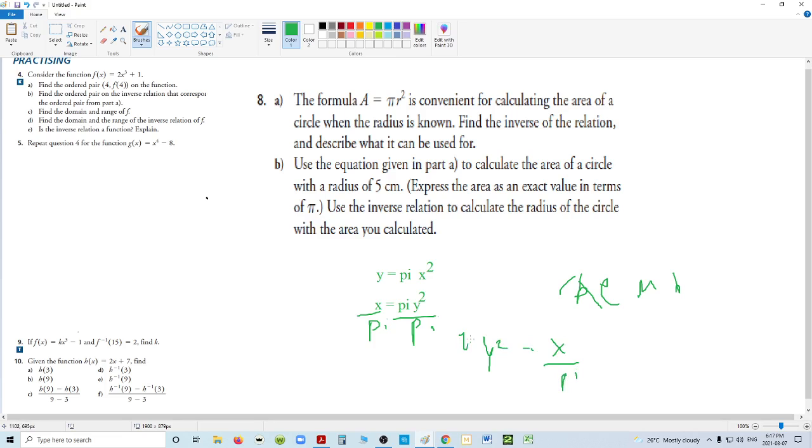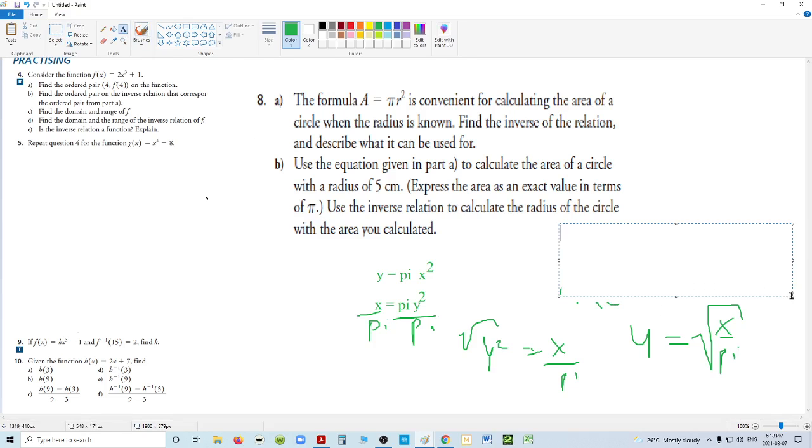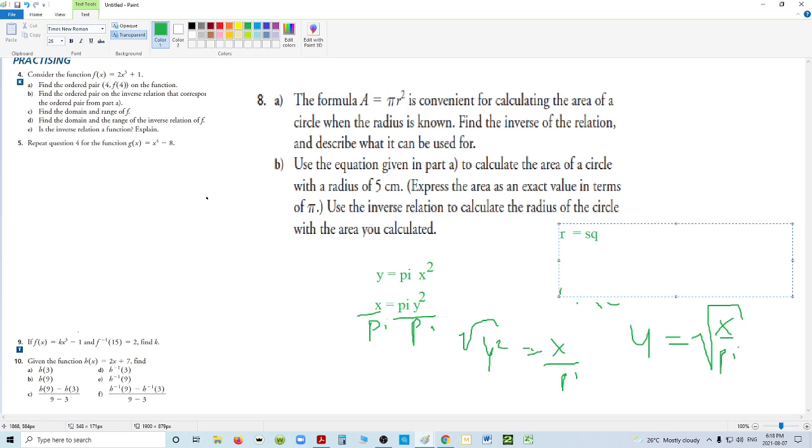And then we square root both sides, and since we're only working with area, we're only going to need positives. So when we square root both sides, we get y is equal to the square root of x divided by pi. Normally we'd add a plus minus here, but because we're working in area, everything's positive. Now we've got to replace our x's and y's back to what our new things are, and that is radius is equal to the square root of, and I'm just going to write in brackets, our area divided by pi.